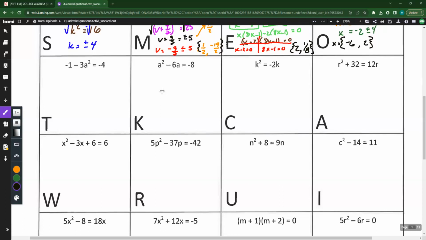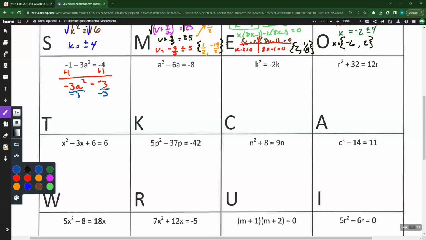All right, looking at the next one, I see 1a squared that I'm dealing with. I probably would deal with that one similar to the one I did above, where I'm trying to get it all by itself. I don't see any other a's, so that's where I can use the square root property if it works out nice. So I am going to move everything away from that a squared. So I'm going to add 1. And now I have negative 3a squared equals negative 3. Divide both sides by negative 3.